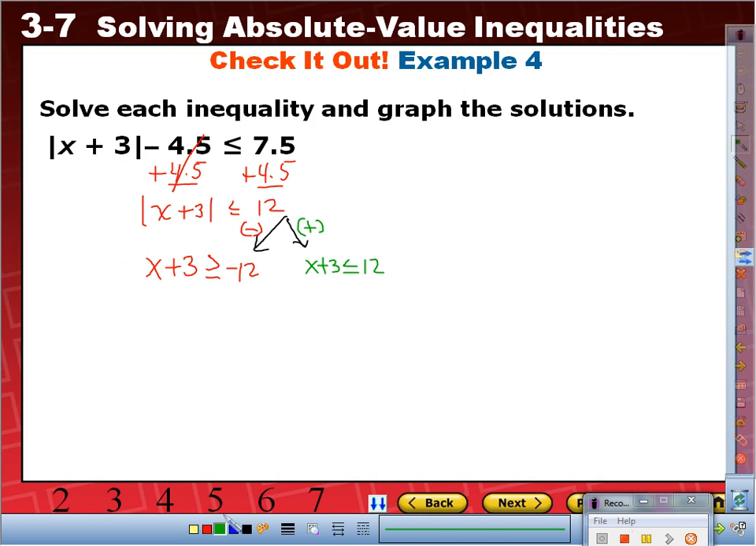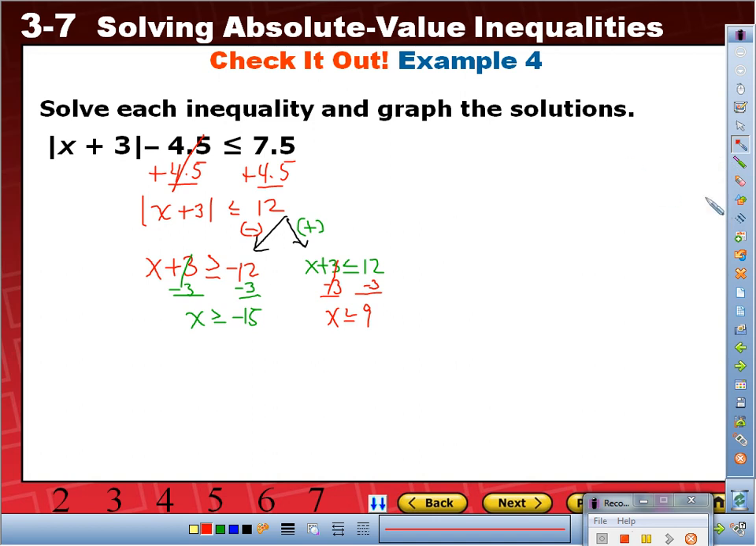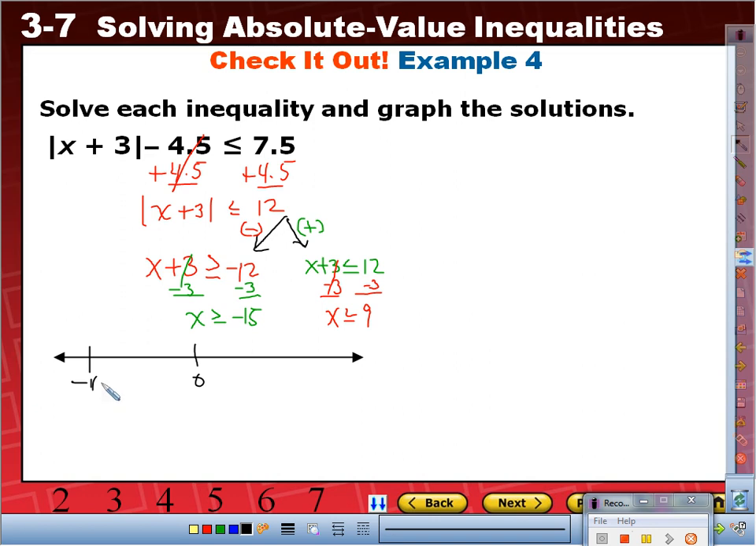Okay? From there, let's solve. This one, subtract 3, subtract 3. X is greater than or equal to negative 15. And this one, minus 3, minus 3. X is less than or equal to 9. Hands up if you got that. Okay. So simplify, isolate, plot. Let's plot this. We got 0, negative 15, and 9.